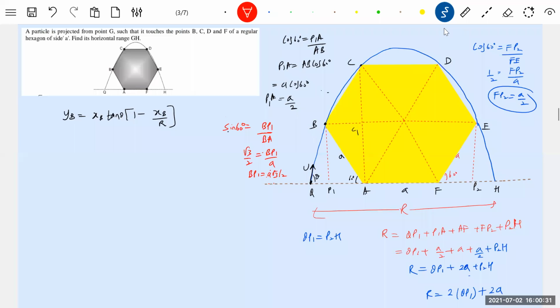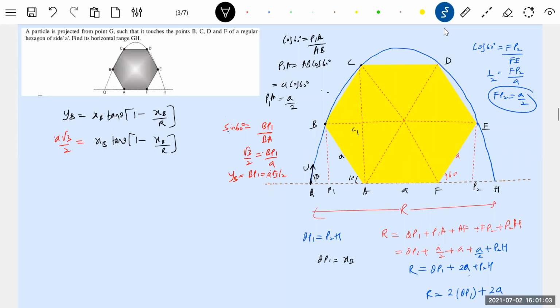So that is what, YB, no? So I know this value, A root 3 by 2. The XB is what? QP1, which we are supposed to calculate. Keep it here in this way. So this is what XB as it is. Tan theta, unknown thing. XB, the range itself we don't know. Leave it.